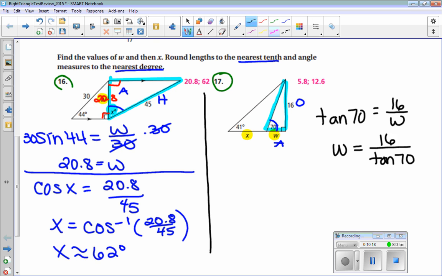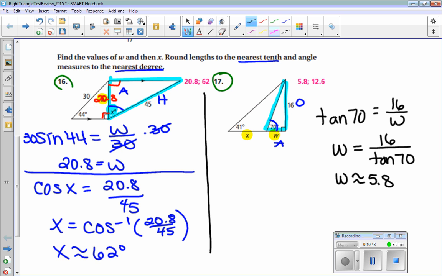Okay? So just make sure that that's where we're going with this. To me, it's pretty hard. It's a two-step process. Any questions about where that came from? You good, Amira? Okay. So 16 divided by the tangent of 70 is going to be about 5.8. So that looks good. We got the same answer as the book.